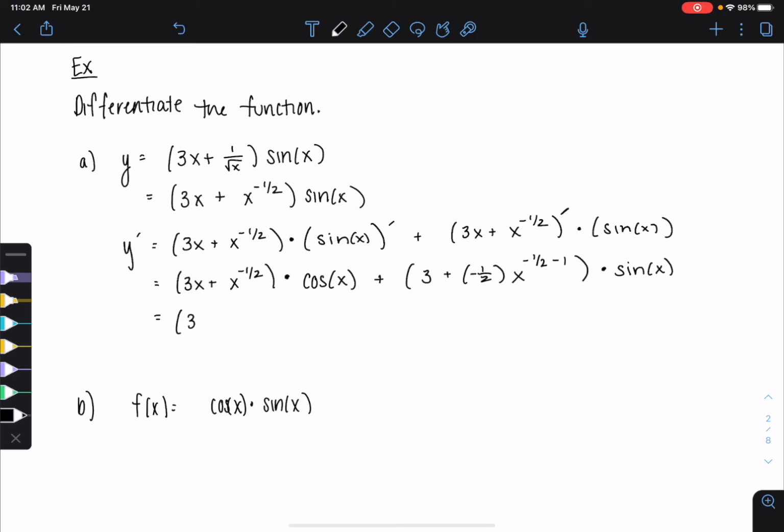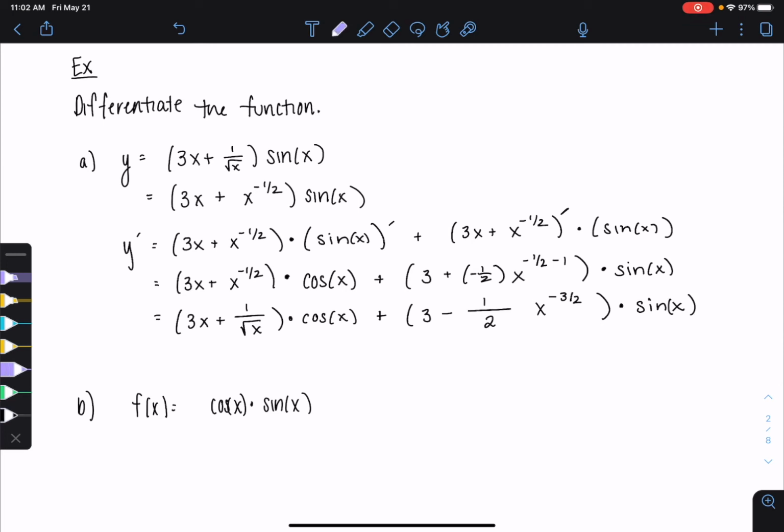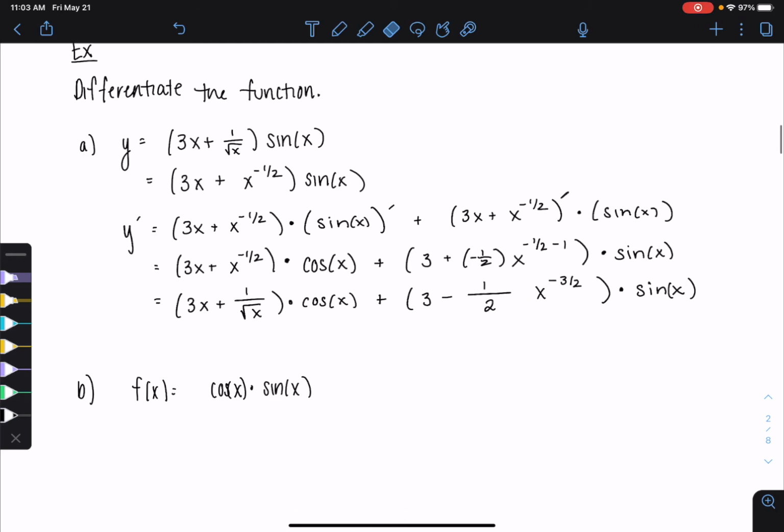I'm just going to clean it up so it looks a little bit nicer. The x to the negative 1/2 is that 1 over square root of x. This is being multiplied by cosine of x. And then here, this is 3 minus 1 over 2, and this becomes x to the negative 3/2 times sine of x. Okay. And you could instead move this down here. This is x to the 3/2 to make it positive if you want to, but it's not necessary. So you could leave that one in that form. Okay.